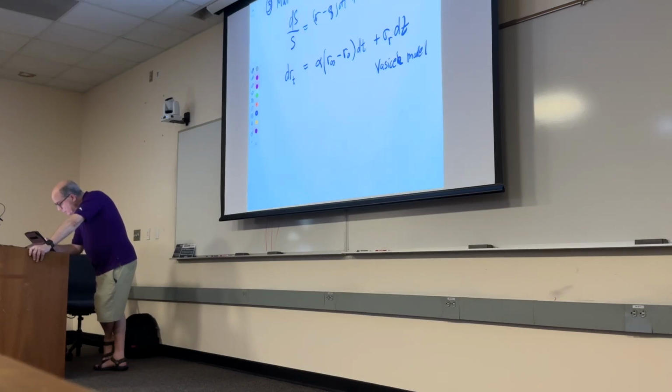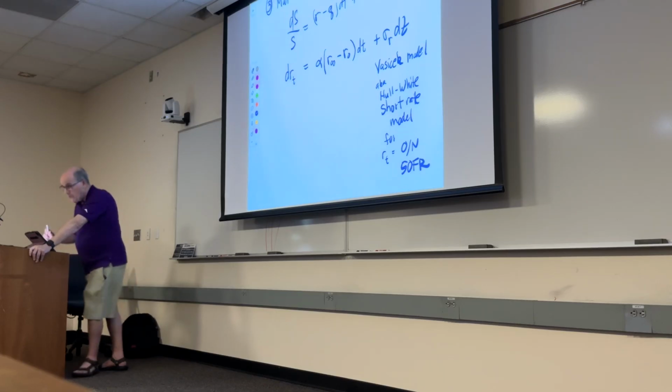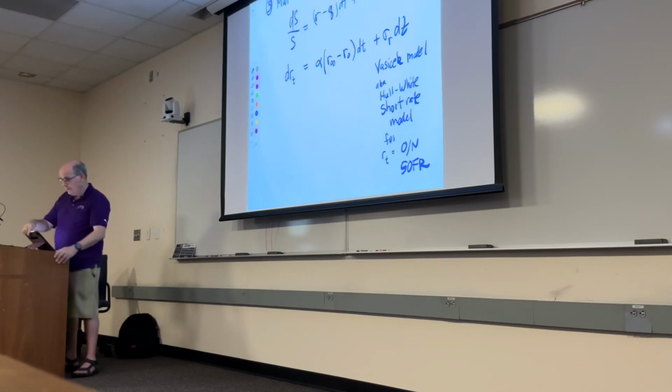I used to cover it when I taught that class. AKA the Hull White short rate model. For R of T equals the overnight LIBOR, SOFR. You familiar with SOFR and LIBOR?